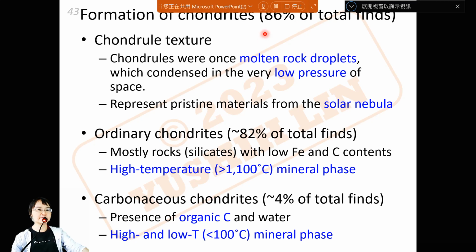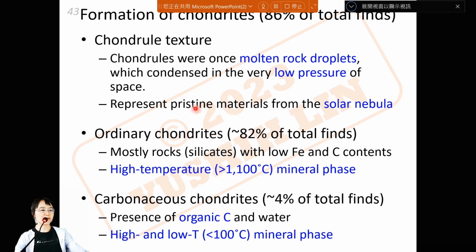Formation of chondrites. Chondrites have chondrule texture. Chondrules were once molten rock droplets which condense in the very low pressure of space. On Earth, because we have at least atmospheric pressure, and underground we have even higher pressure, there's no way for us to have chondrules in our rock. But in space, it's possible to have chondrules. Therefore, it is believed that chondrules represent pristine materials from the solar nebula.